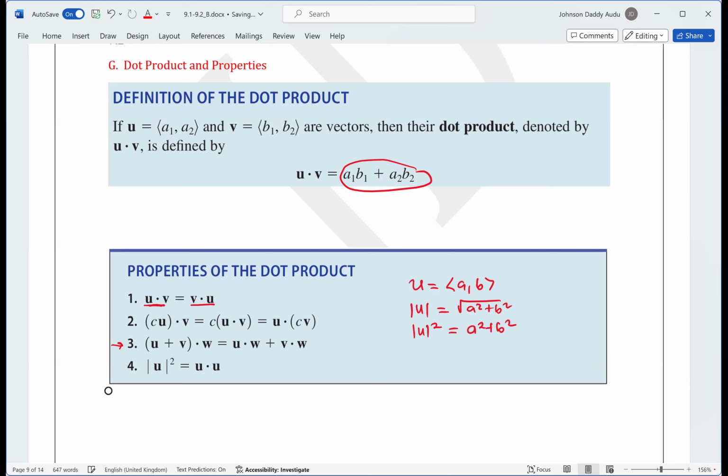And also, what is u dot u? u dot u simply means (a, b) dot (a, b), which would just be the product of the horizontal components, a times a, plus b times b. And this is a squared plus b squared as well. So u dot u is the same thing as the magnitude of u squared.